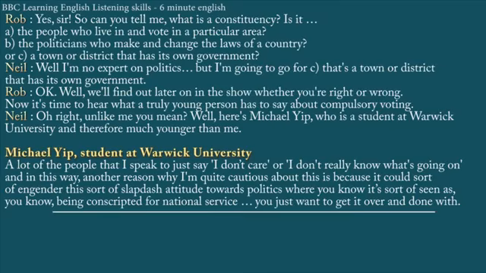And it's your duty, Rob, to ask me today's quiz question. Yes, sir. OK, so can you tell me, what is a constituency? Is it A, the people who live in and vote in a particular area? B, the politicians who make and change the laws of a country? Or C, a town or district that has its own government? Well, I'm no expert on politics, but I'm going to go for C. OK, well, we'll find out later on in the show whether you're right or wrong.